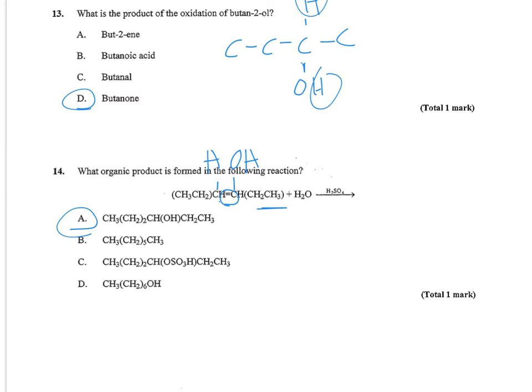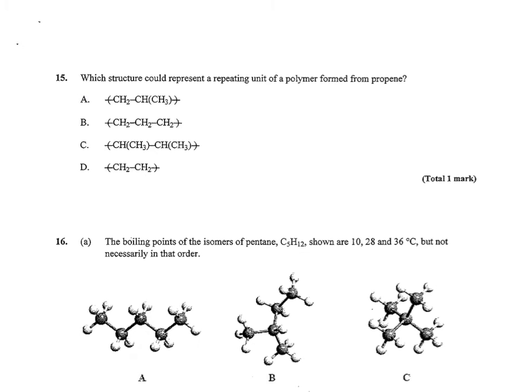Number 2 and 3, or B and C, you can eliminate because there's no OH in B, and there's a sulfur that appeared in C. And then D, the double bond is inside here, so it cannot suddenly end up with the OH on the end. Number 15 asks, which structure could represent a repeating unit of a polymer formed from propene?